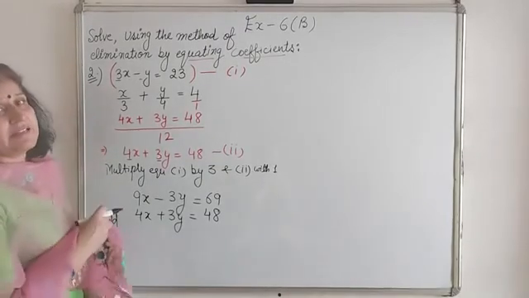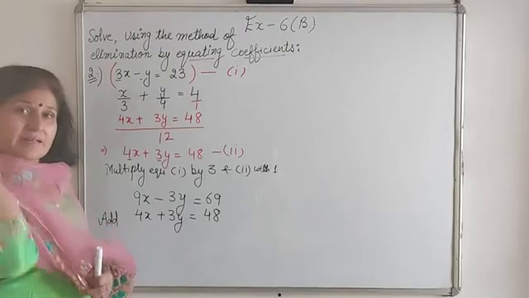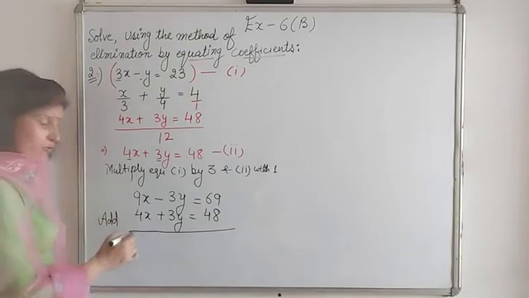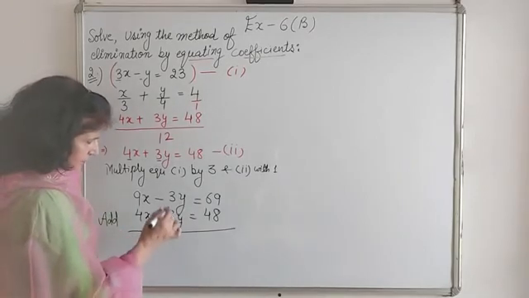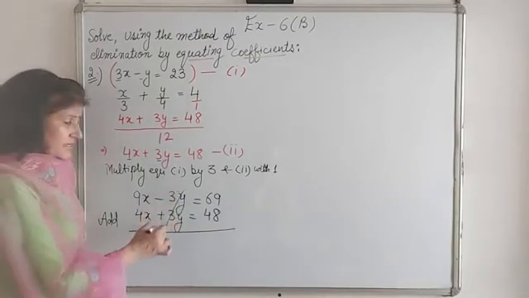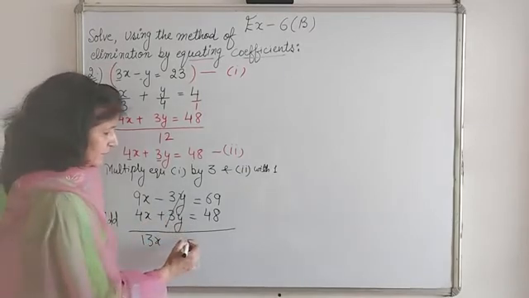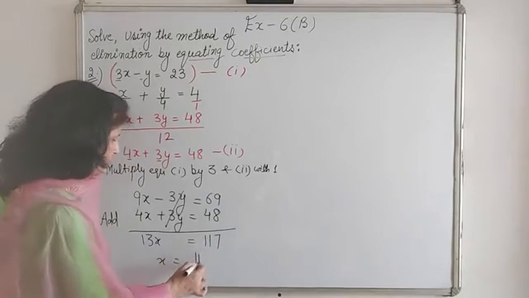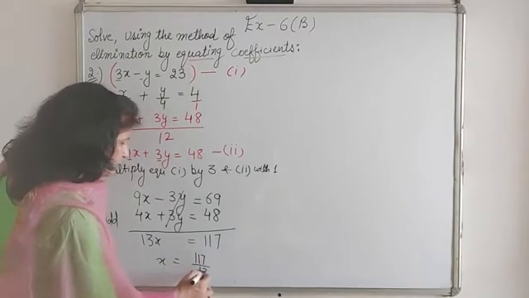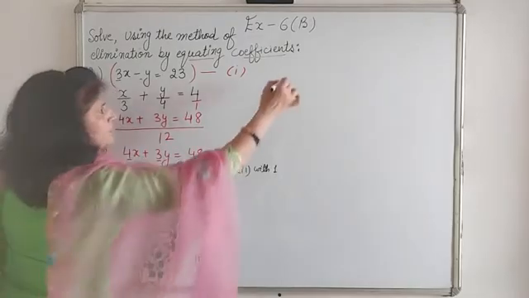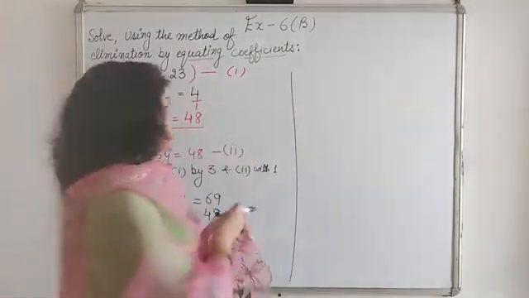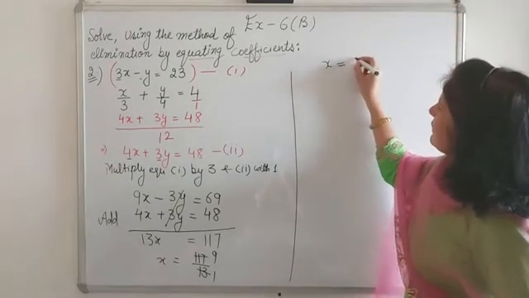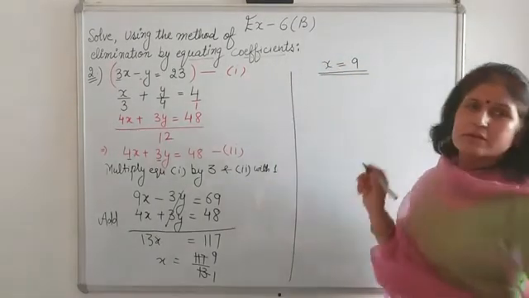When you add, that time we will not change any sign. Here, 9 plus 4, 13x. Minus 3 plus 3, it is cancelled. Nothing will come. Here 117. So what will be x? 117 upon 13. So value of x is 9. So one answer is here.